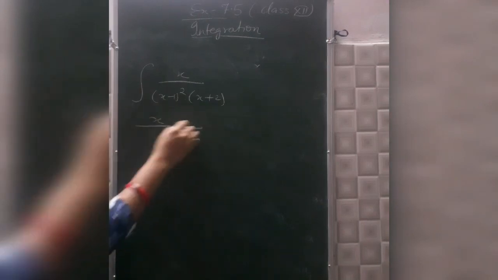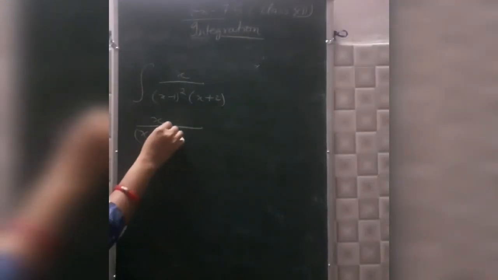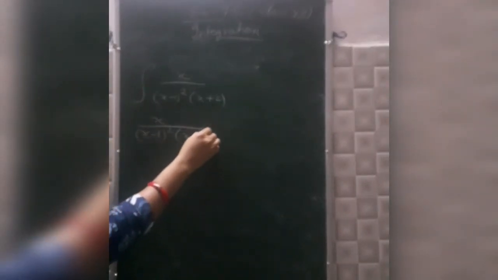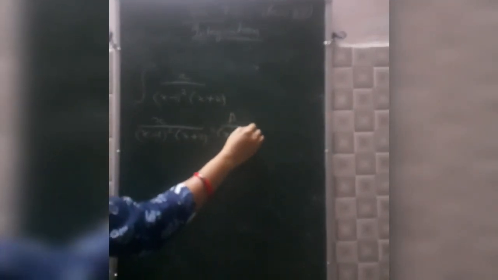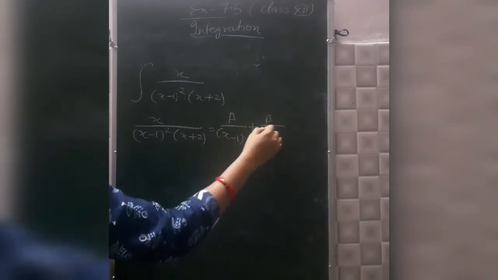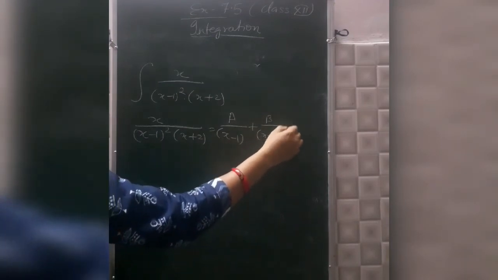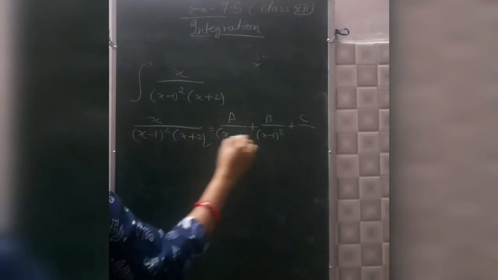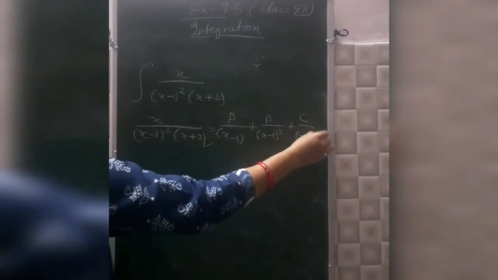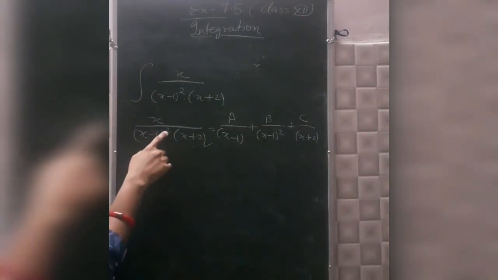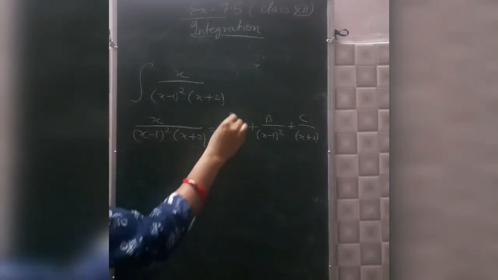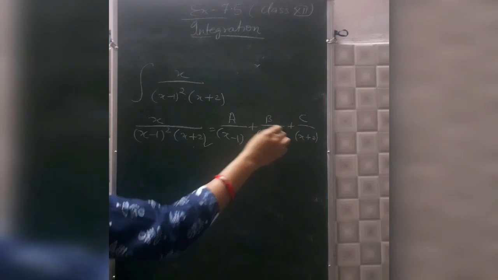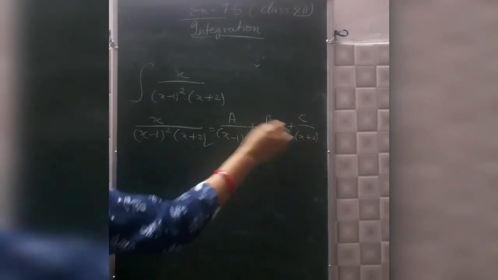So in this case you will take the given function x by x minus 1 whole square into x plus 2. You will take a by the first linear factor x minus 1, now second b by x minus 1 square, plus c by the third linear factor x plus 2. Listen again, if square is there, if the same factor is repeated 2 times, in that case you will take a by x minus 1 plus b by x minus 1 square plus c by the third linear factor.